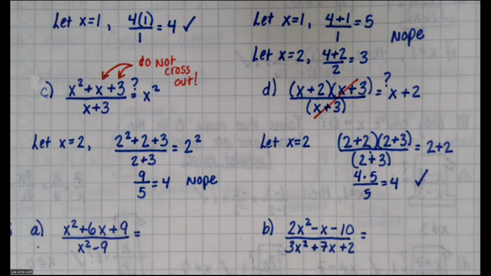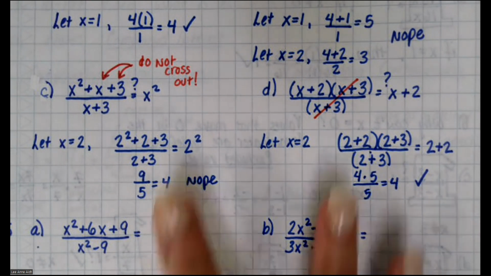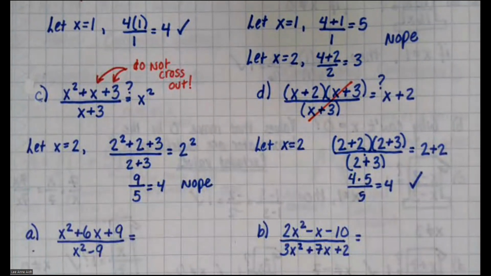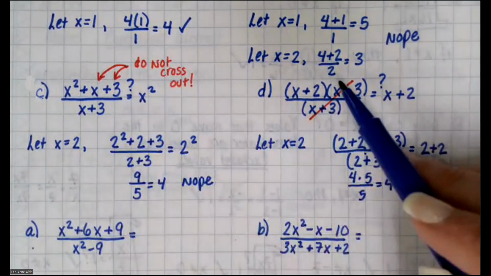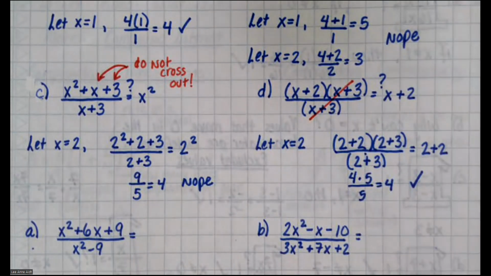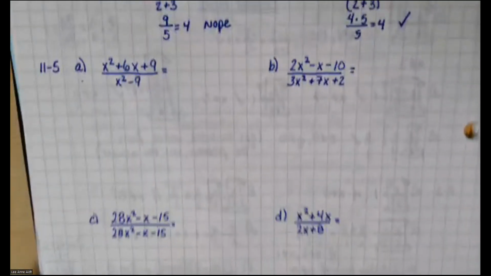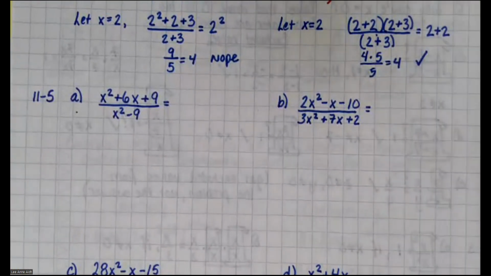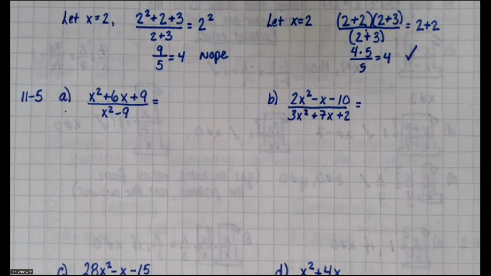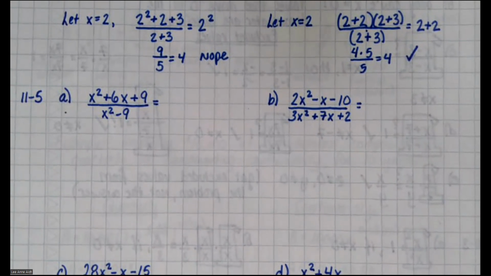Okay, so I'm really hoping that you see the difference between these two. These are excellent examples to have right next to each other. Addition or subtraction, we do not cross them out. Multiplication is a yes. Okay, last problem of the day. It's going to be some good old straight up factoring.